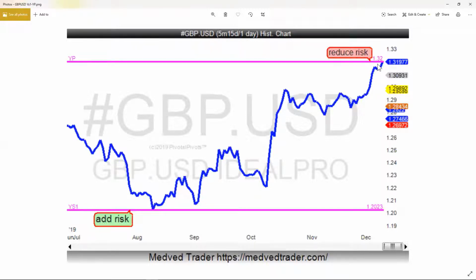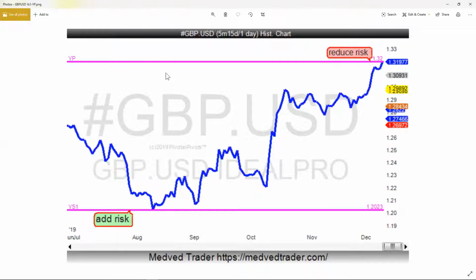One of the things that I find is price comes back to that yearly pivot 80% of all years after it tests a yearly S1 or an R1 pivot. The yearly P is what I like to call fair value. And the yearly P is basically just the previous year's high plus low plus close divided by 3. It's just a real simple math calculation. And that's a real nice hit rate, Jeff.